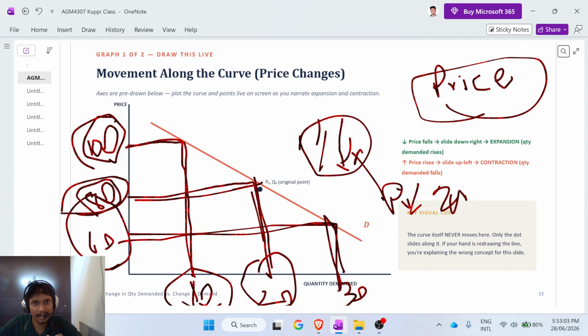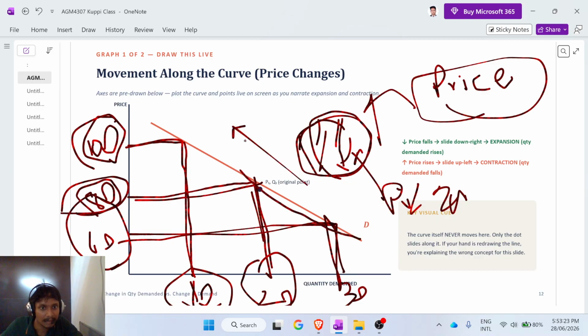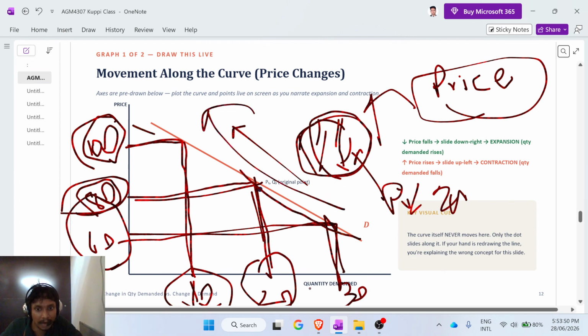Here we are considering price. Now, if we go to this side, the price is increasing: 60 rupees, 80 rupees, 100 rupees, 120, like that. If the price increases, the quantity demanded will decrease.